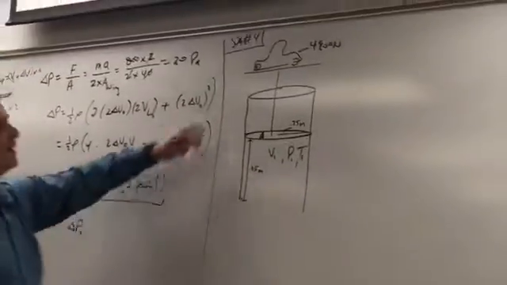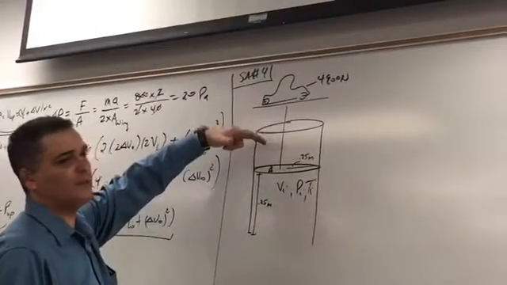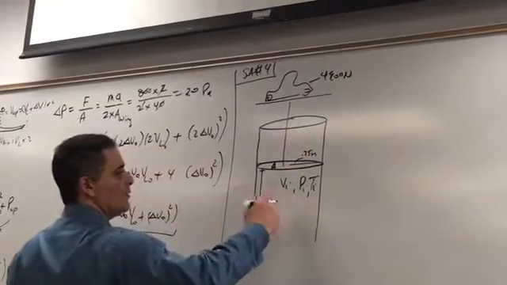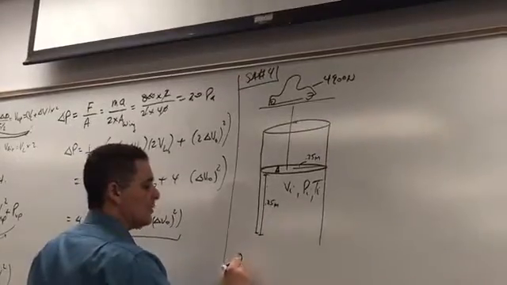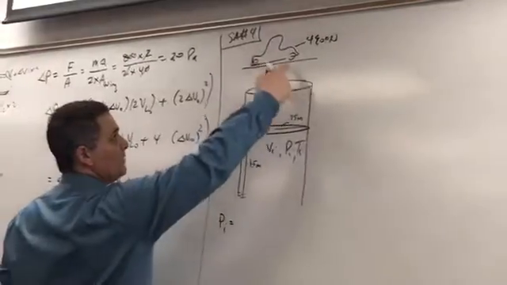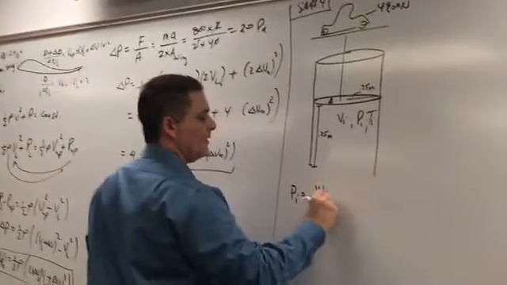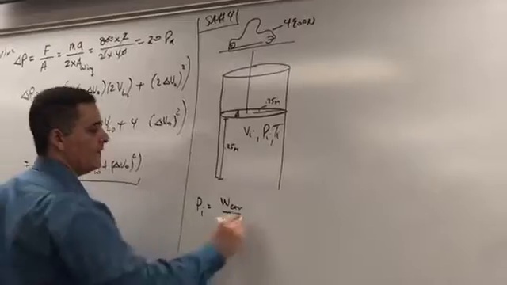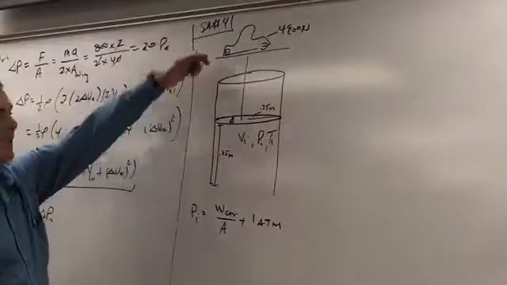So, what do we know? If this guy's not moving and it's got a 4,900 newton weight on it, what do we know about the internal pressure? The initial pressure to start off with is going to be the pressure created by this weight on this area, which is the weight of the car over the area of the piston. That's part of it, plus 1 atmosphere, right? That's your initial pressure pushing down in this guy.